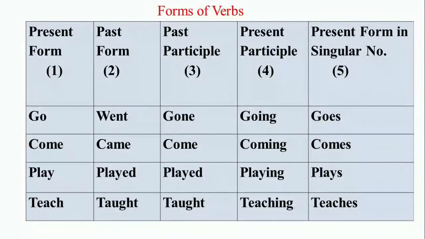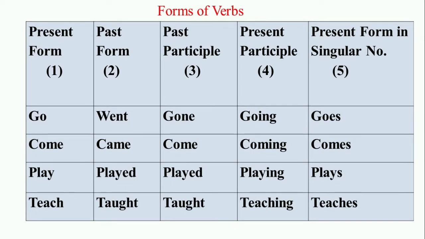To understand the tense in an easy way, you have to understand the forms of the verbs. Let us understand with the help of the table chart given on the slide. Go is the first form of verb. Second, went. Third, gone. Fourth, going. And the fifth form is goes.